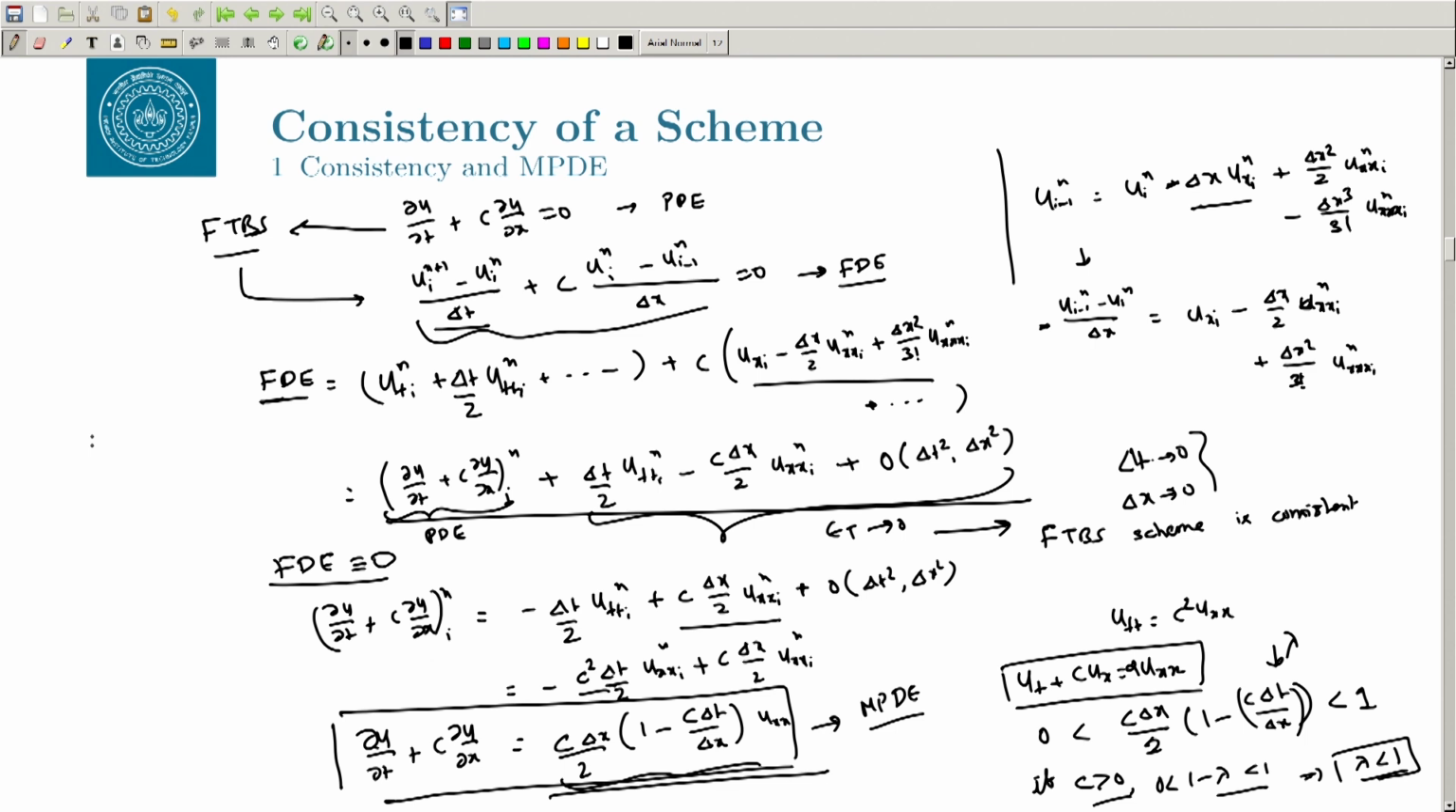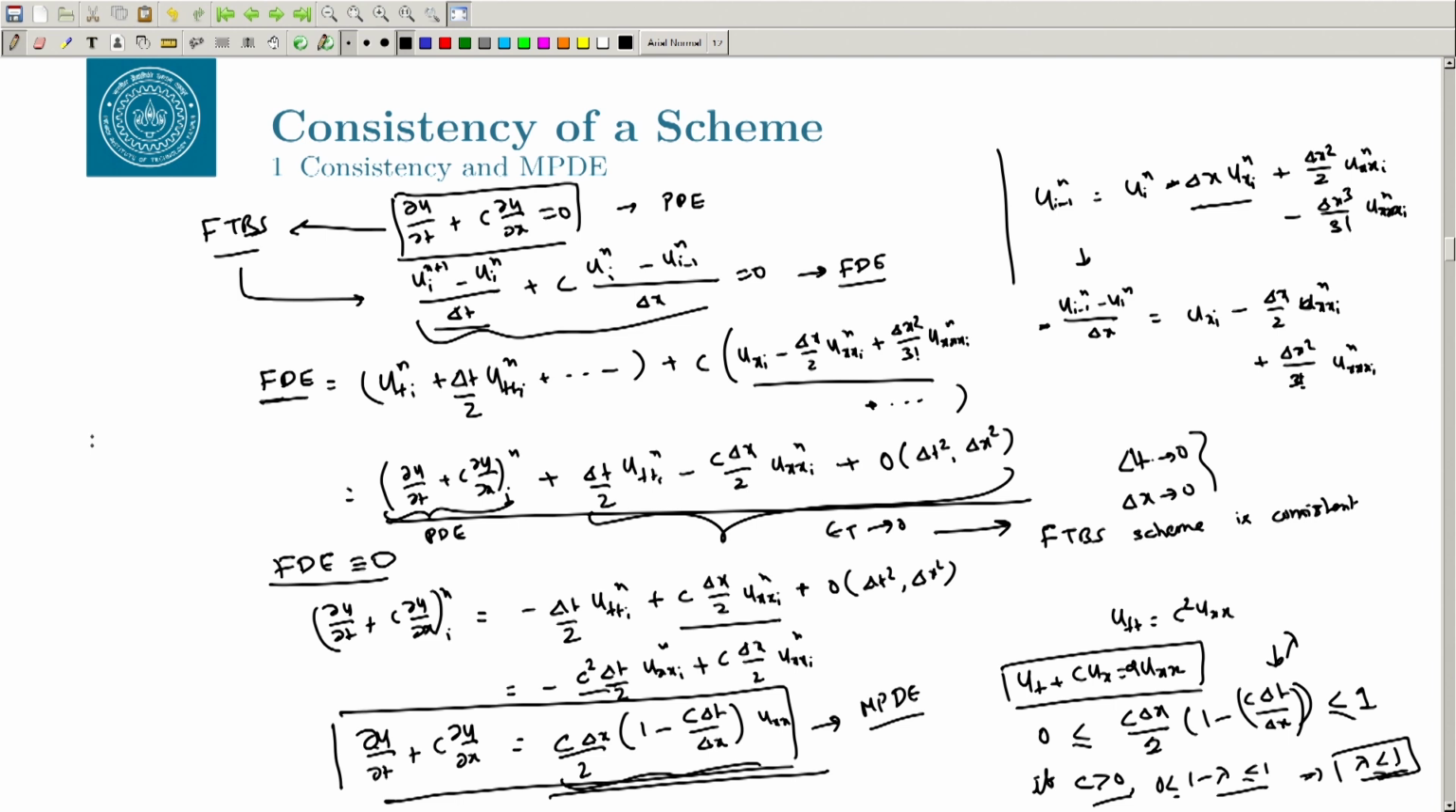So, that is what we have been saying, that when we are trying to solve our linear convection equation using the FTBS scheme, the criteria is your Courant number, the term C delta T by delta x, should be less than or equal to 1. This will be a less than or equal to sign. So, lambda should be less than or equal to 1. If lambda goes greater than 1, then the solution will blow up.